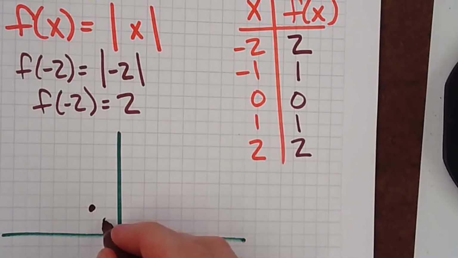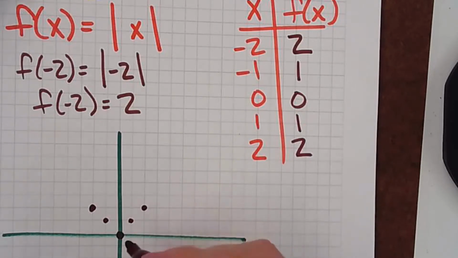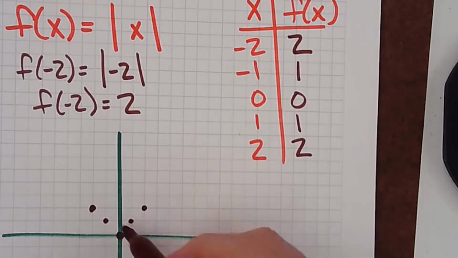0, 0, that's the origin. 1, 1 is here, and 2, 2 is here. So you should notice a pattern. We've got this V shape going on, right? Let's make sure that continues.